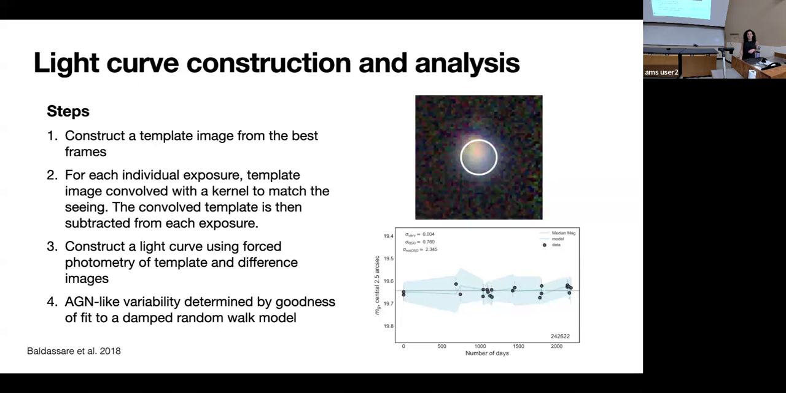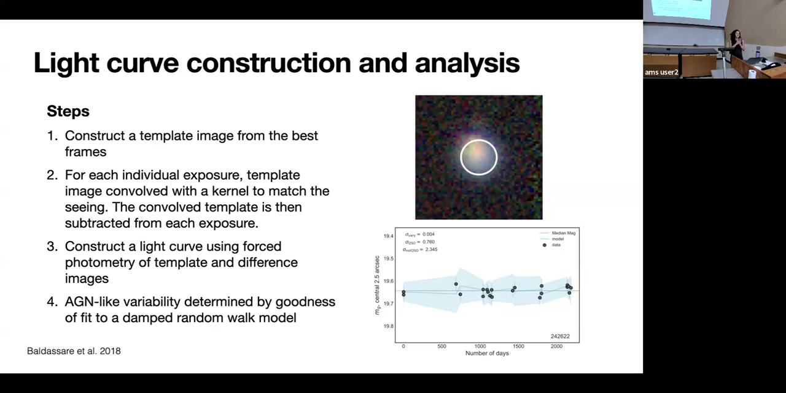So I'll just show a little bit of what that looks like observationally. In order to look for this weakly varying source on top of a host galaxy, we use a technique called difference imaging, which is where you subtract off everything that isn't variable and search for the things that are. To do this, we take a whole bunch of images. So we might have hundreds of images of the same galaxy and construct a template image from the best frames. So the images that have the best resolution and the lowest background.